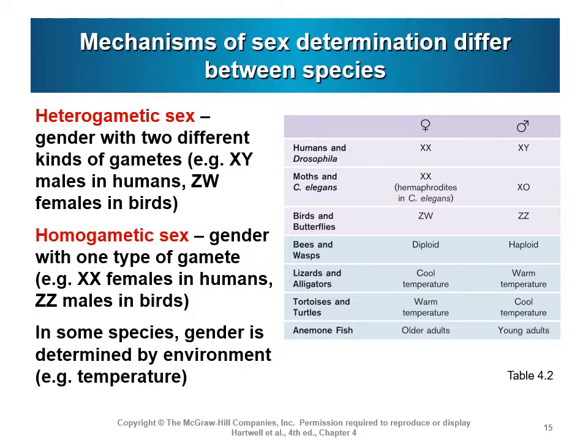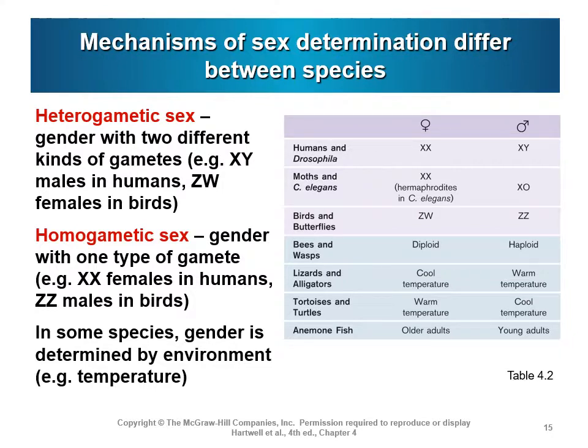So in the case of humans and Drosophila, for XX we will have female, and for XY we will have male. Moths and C. elegans, in the case of XX we will have female, and XO we will have male. Birds and butterflies, ZW will result in female and ZZ will result in male. Bees and wasps, diploid is the case for female and haploid is the case for male.